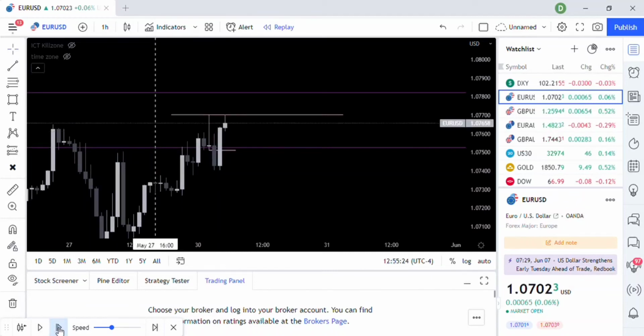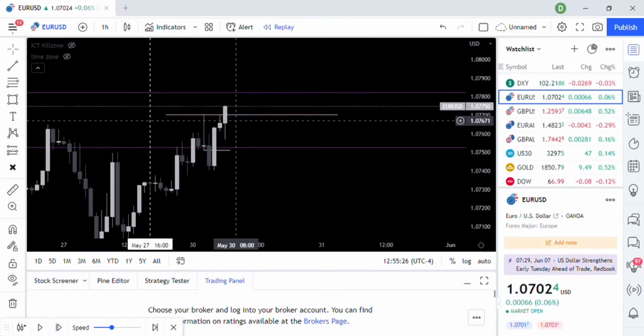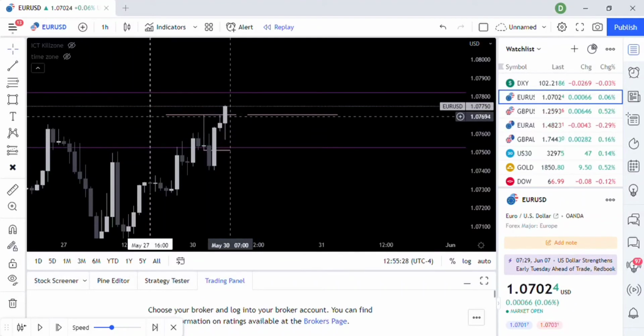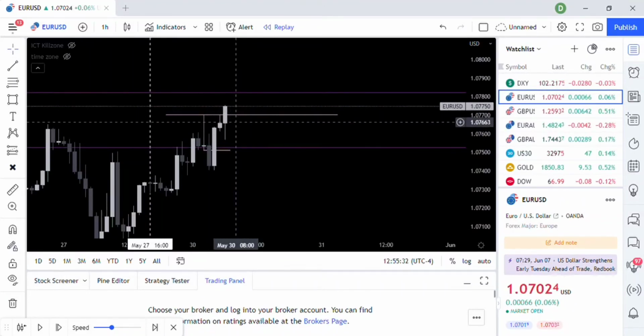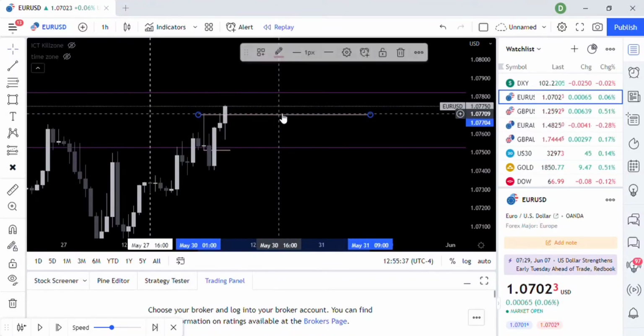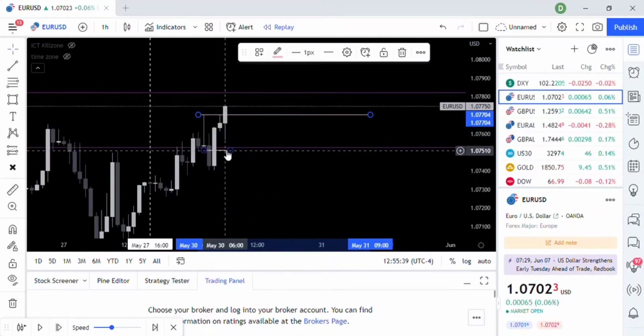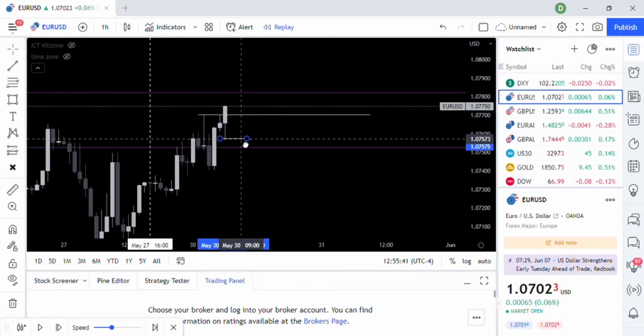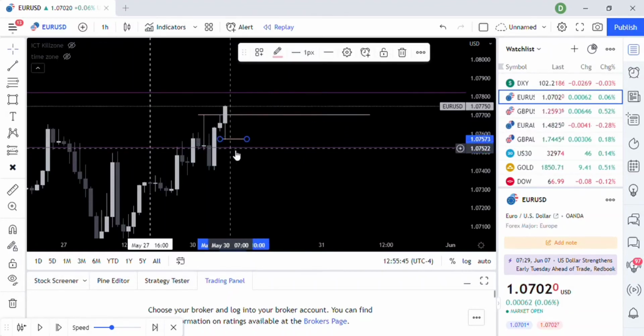Boom. It goes up, takes that high out. And take this high, it takes this high out right here. Okay, boom. So now we're waiting for price to break below here. Here's my new setup. It took out this high right here. So now I'm going to go for another entry. I'm going to wait for price to break below here. That's my entry.